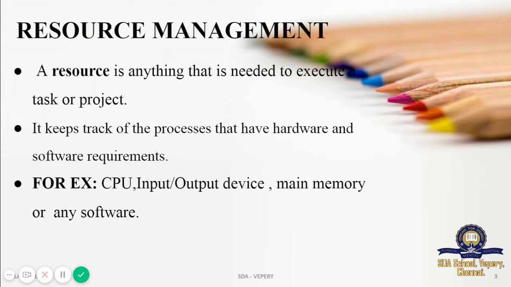You know what memory management is. In the same way here, a resource is going to be allocated to a process. A resource is anything that is needed to execute a task or a project. So what is a resource here? A resource is nothing but a CPU or input output device, a main memory or any application software.